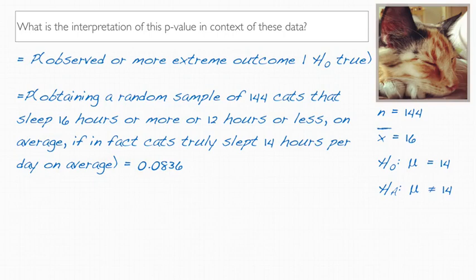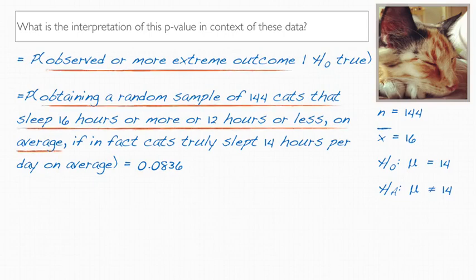So once again, to parse through this long-ish phrase that we've come up with, the observed or more extreme outcome is simply obtaining a random sample of 144 cats that sleep either 16 hours or more per day or 12 hours or less per day. And the part of it that's about the null hypothesis being true is basically saying if in fact cats truly slept 14 hours per day on average.